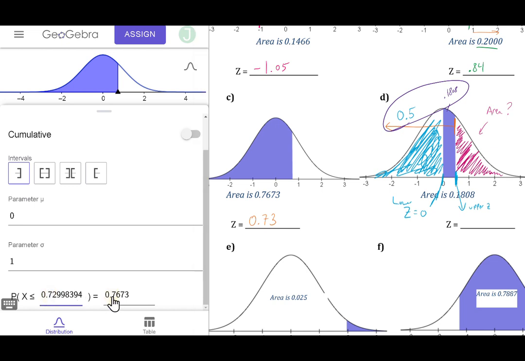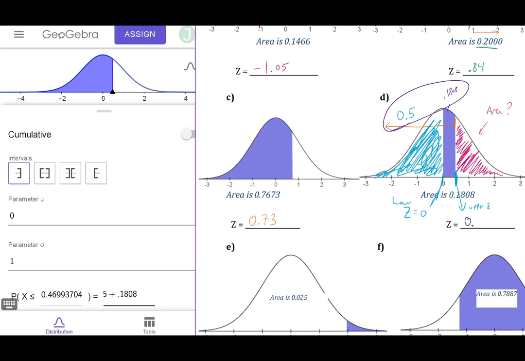So I can just put in 0.5 plus 0.1808. Or if I wanted to, I could just add them together off on the side, and that would be 0.6808. And I'll get that my upper z-score is 0.47.